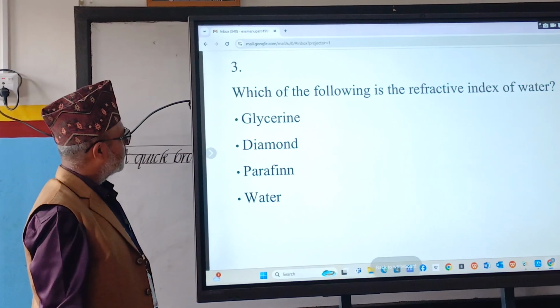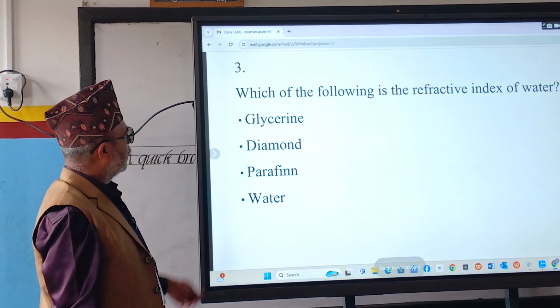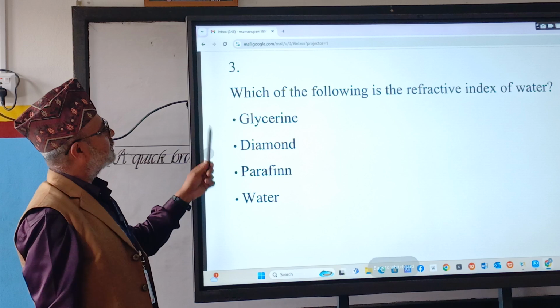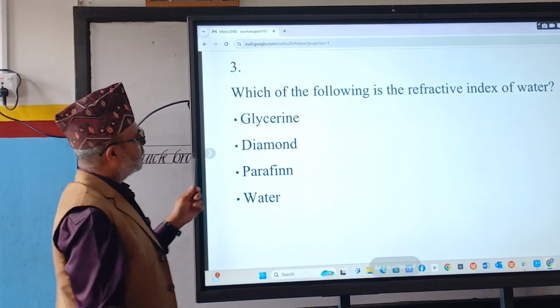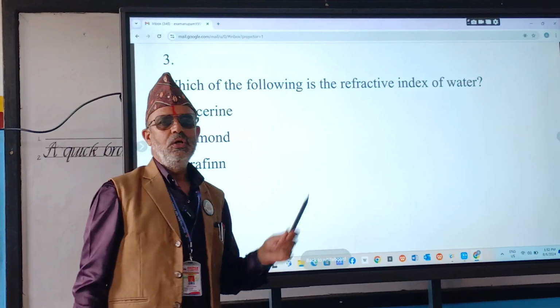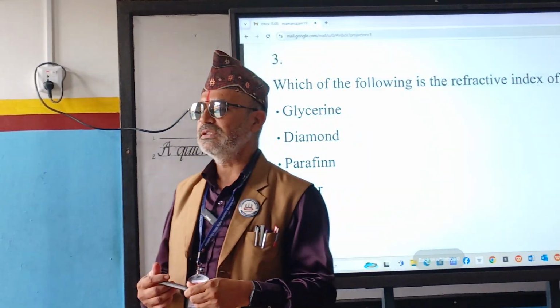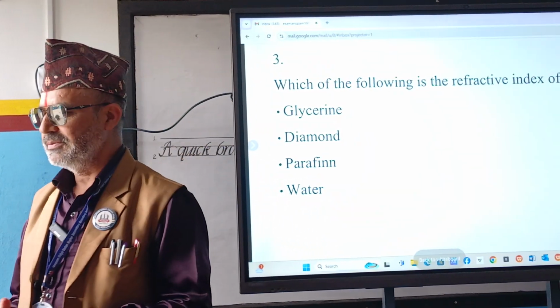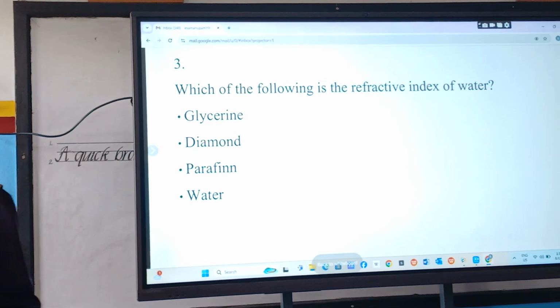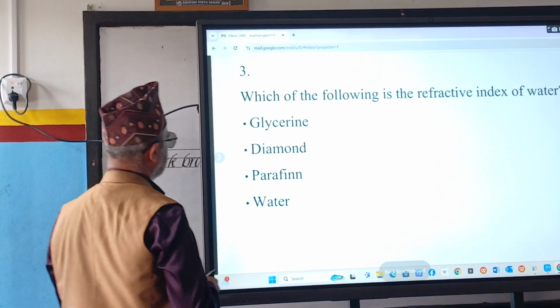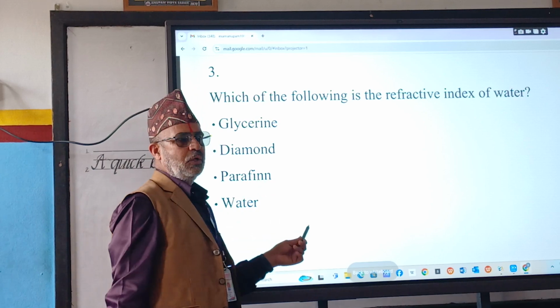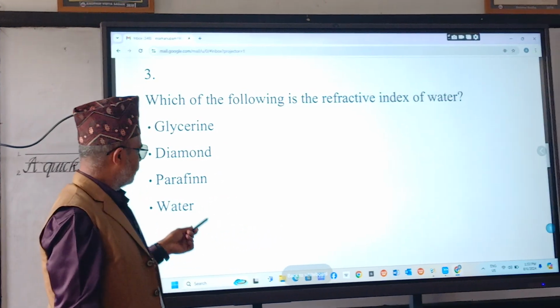Which of the following has the highest refractive index? Sometimes the question can be modified, it happens. What is the answer? Diamond. Diamond has the highest, 2.42. It's completed.